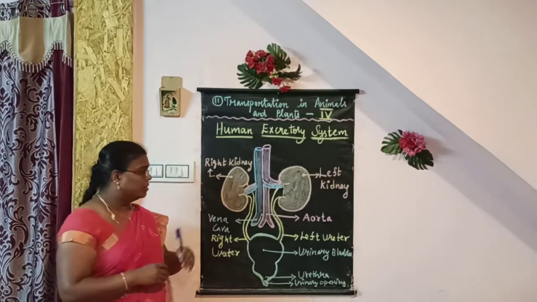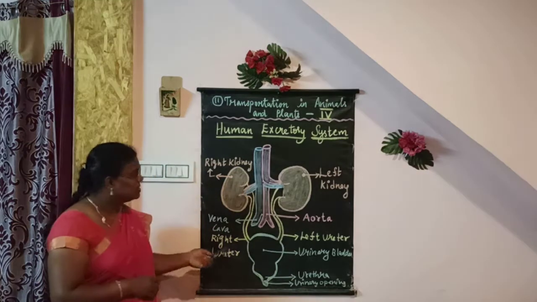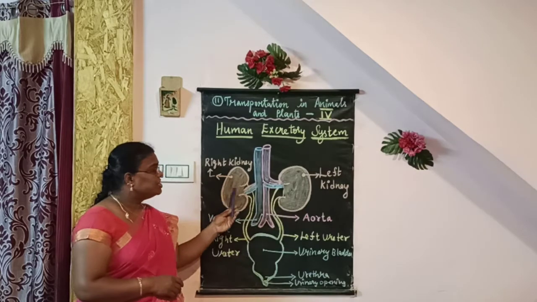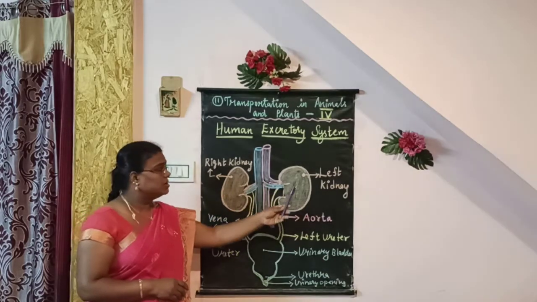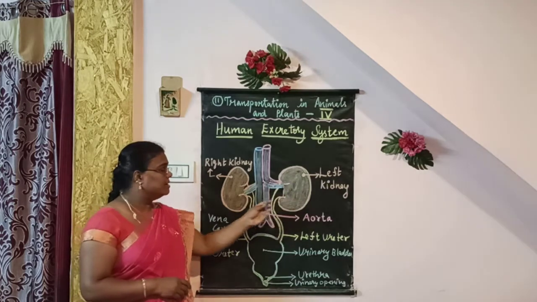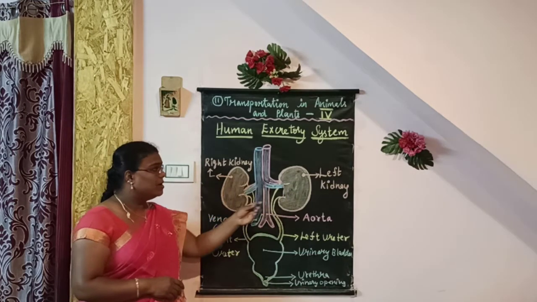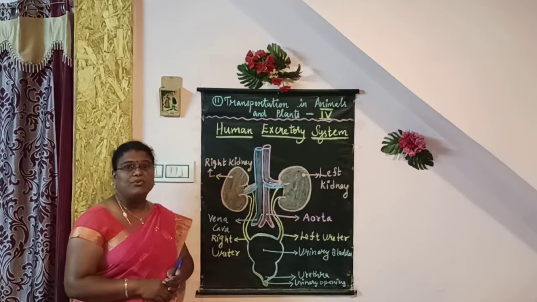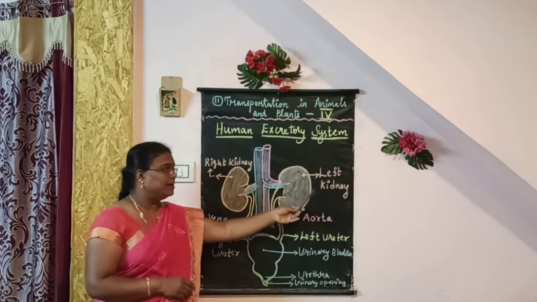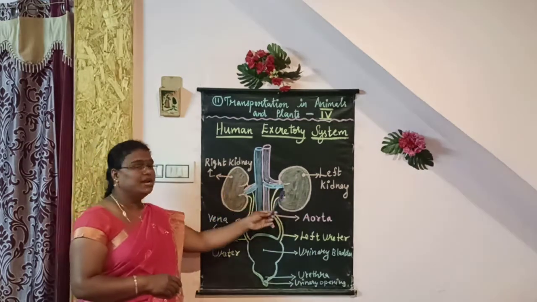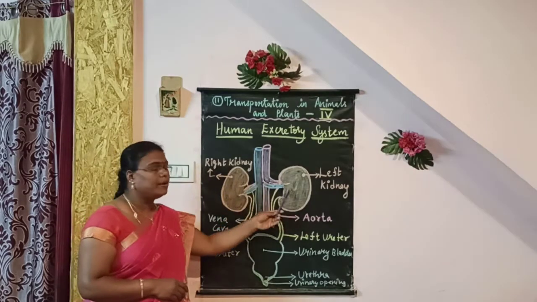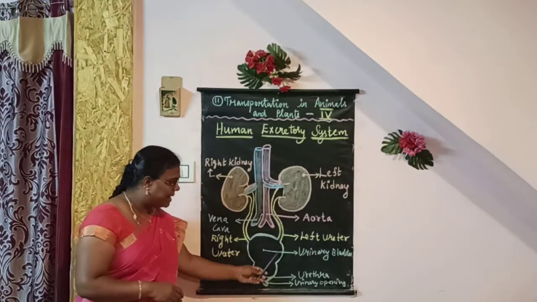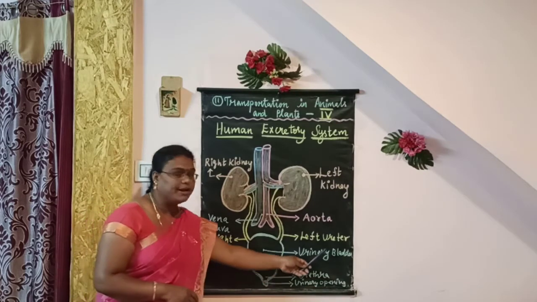Next we will move on to the structure of the kidney. Students, this is the structure of the kidney. It consists of a bean-shaped structure called the kidney, and there is a pair of kidneys, the left kidney and the right kidney. So the human excretory system is composed of a pair of kidneys. And see, this sac-like or bag-like structure is called the urinary bladder.